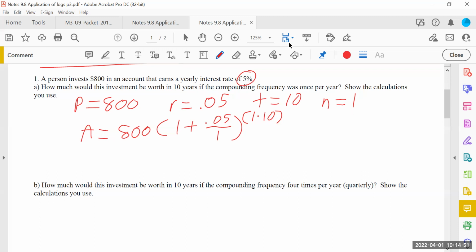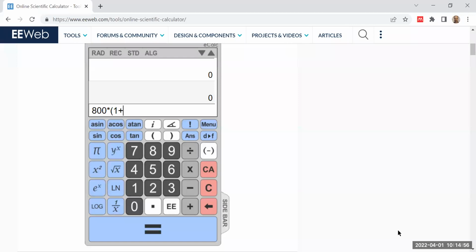So everybody, as you're putting this in, I want to see 800 times, and I put the times symbol in there just to be safe, times 1 plus the interest rate 0.05 divided by 1, right? The fraction bar comes from just division, divided by 1, raised to the exponent. So look for an exponent key on this calculator. It says y to the x. For a lot of you, it'll be just that little caret. It'll be this symbol right here.